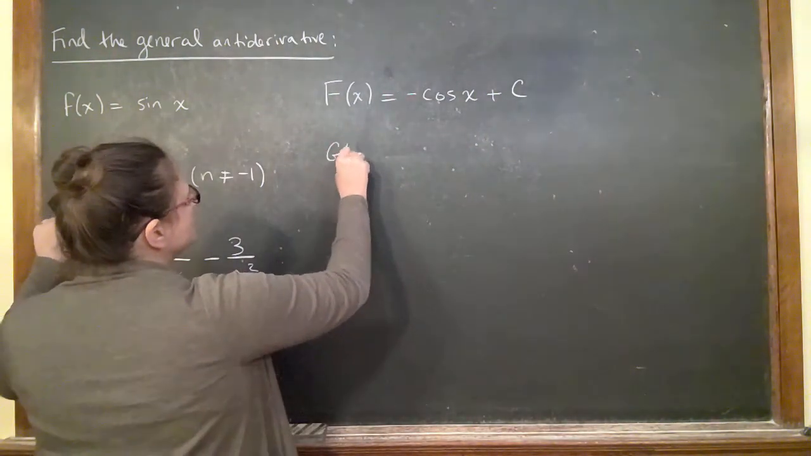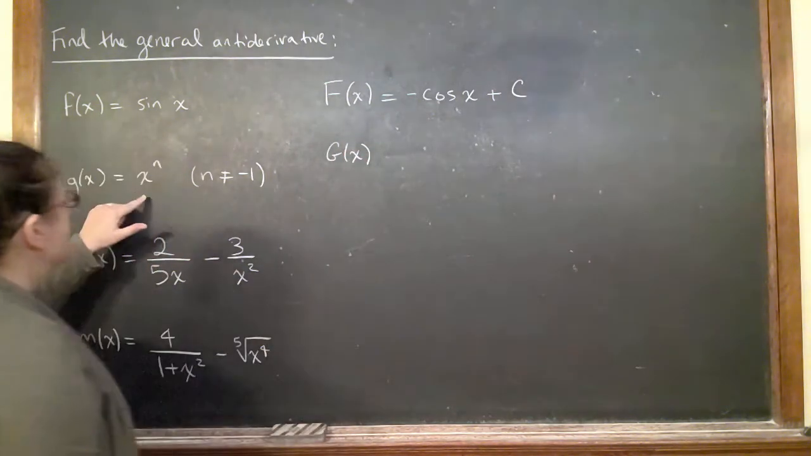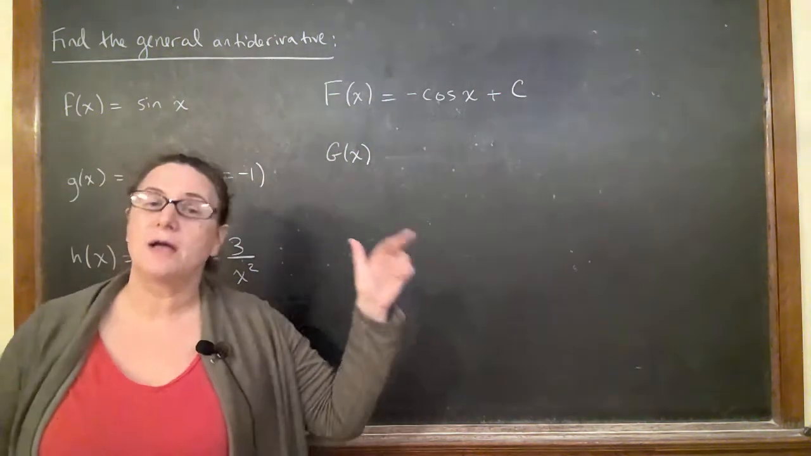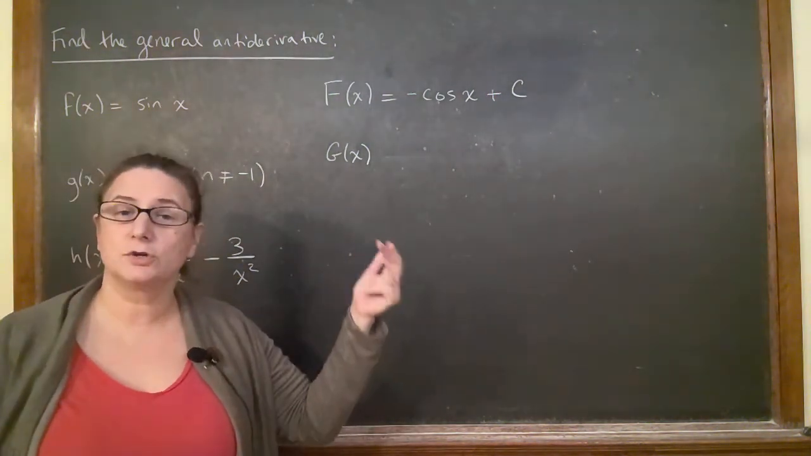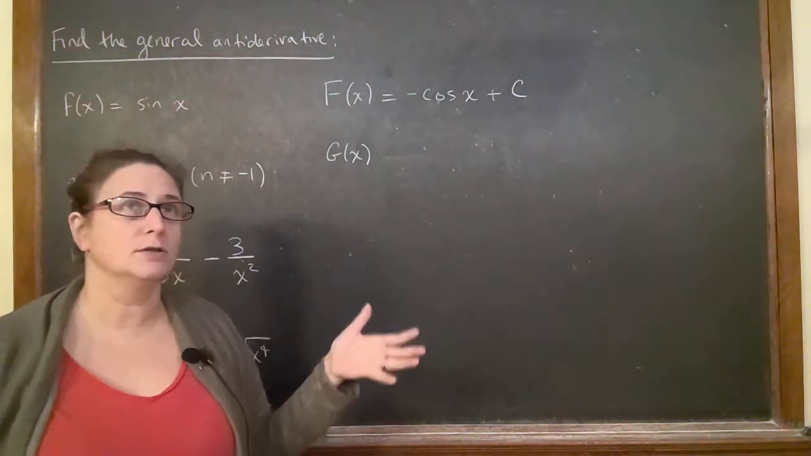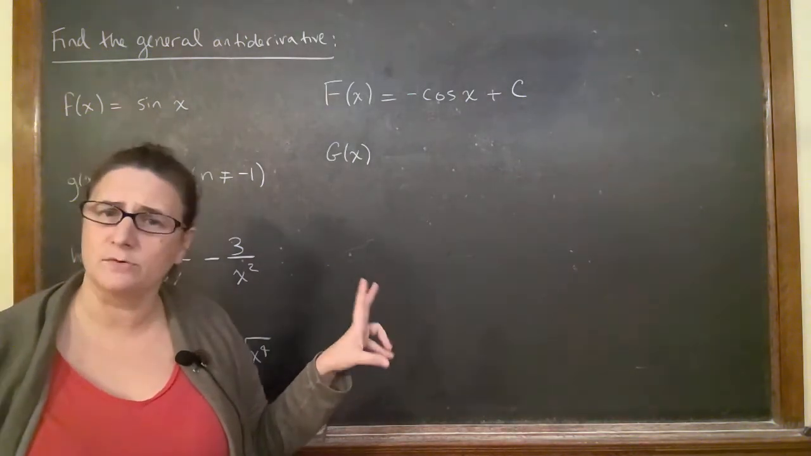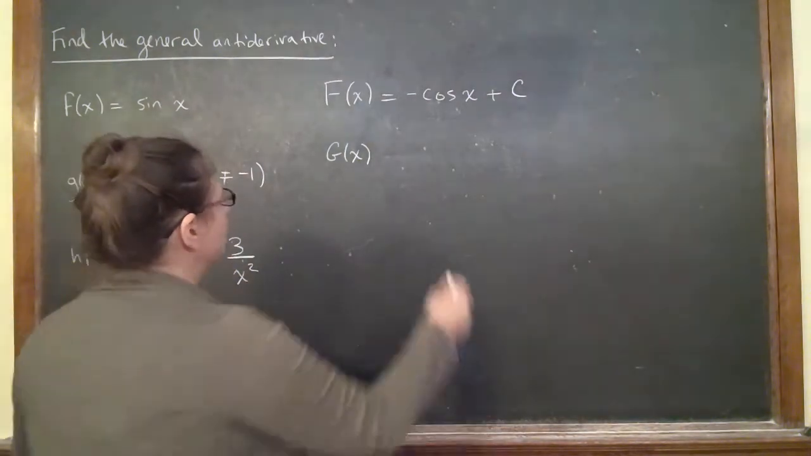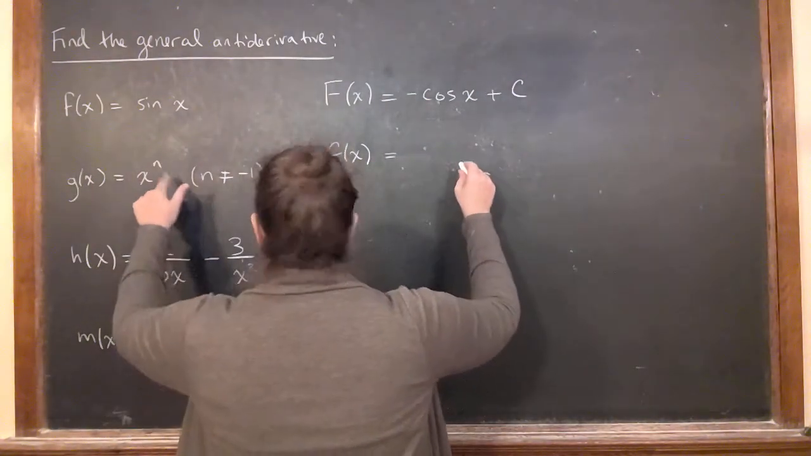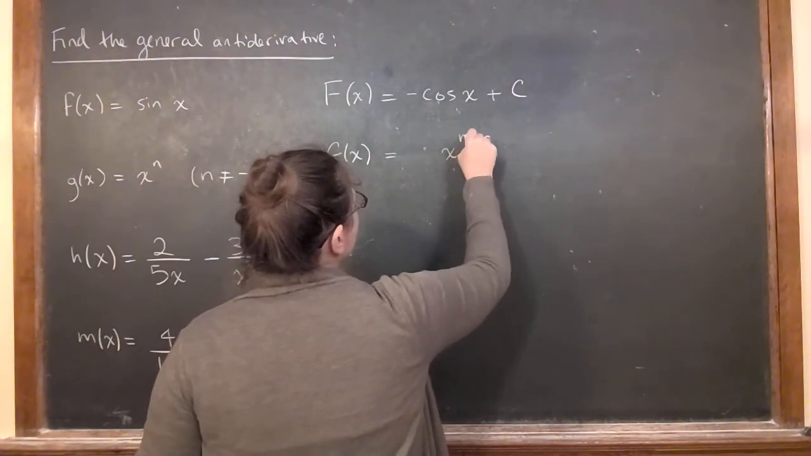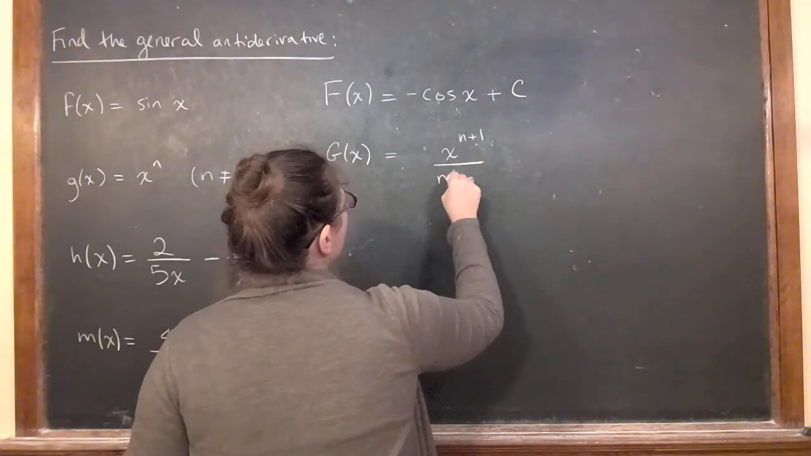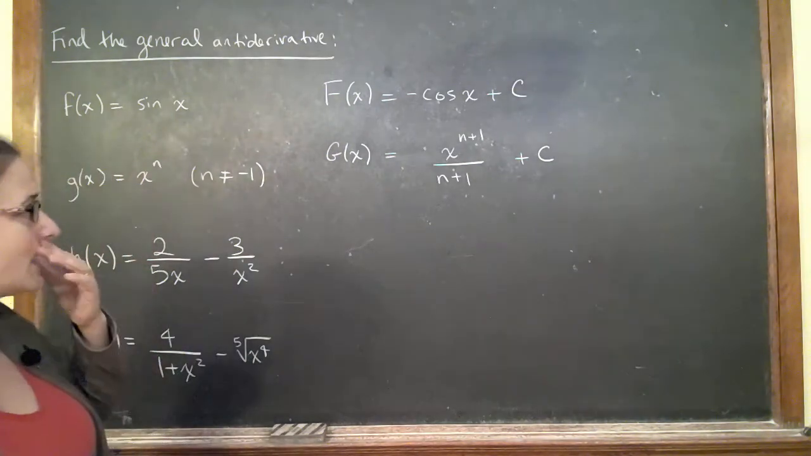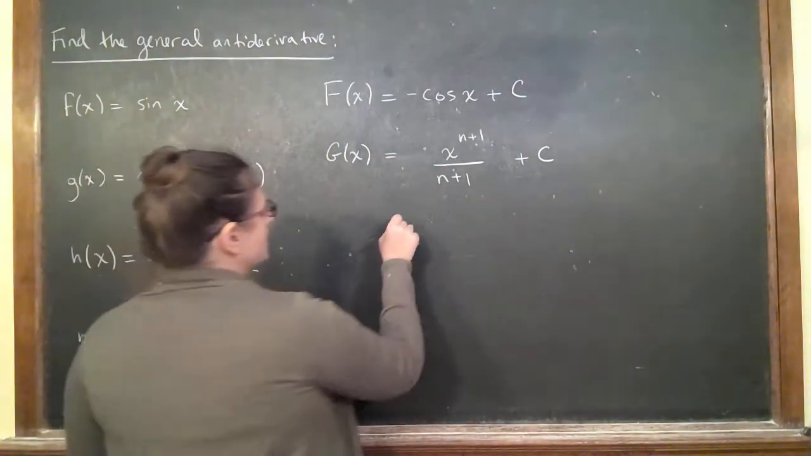This one shouldn't be too hard to think about, right? Remember we had the example of x squared, which went to x cubed over 3. We also did x to the 4th, I think, which went to x to the 5th over 5. What you're going to get is x to the n plus 1 over n plus 1. Okay, sort of by inspection and guessing, let's check this.